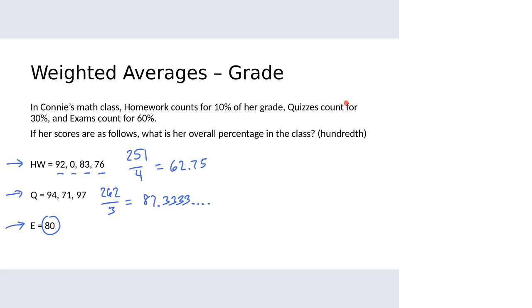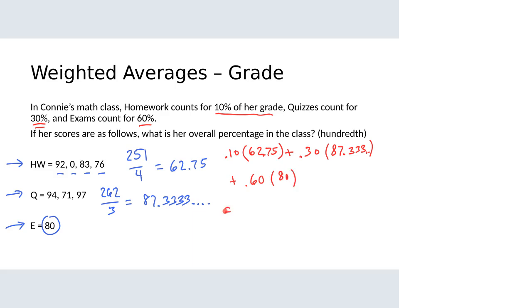Now we're going to take the weights that we've been given and put those to use. So homework is 10% of her grade. So her overall average is going to be 10% multiplied by her homework percentage plus 30% for quizzes. So 30% multiplied by her quizzes average. And we're not going to do any rounding until we get to the end. So we're just going to keep all those threes, as many as your calculator will let you type in there. And then plus 60% times her exam average.